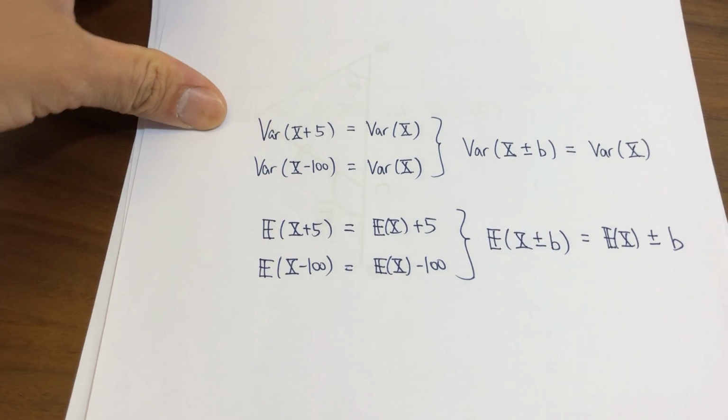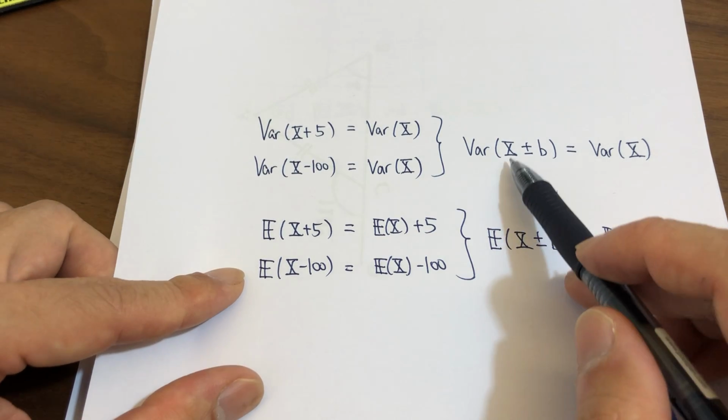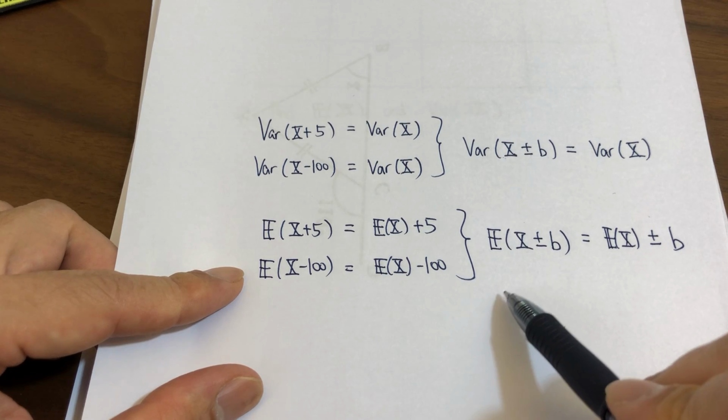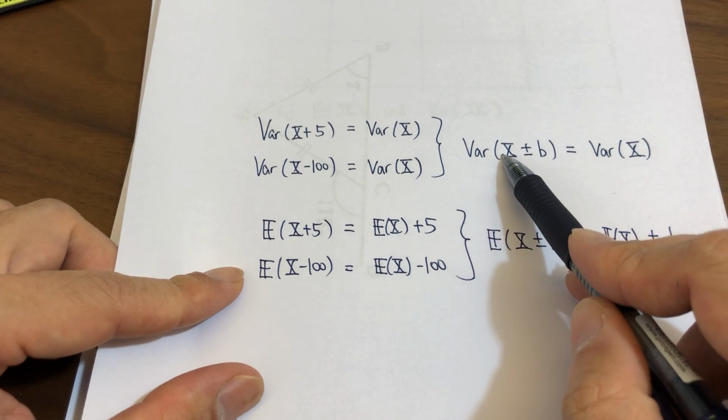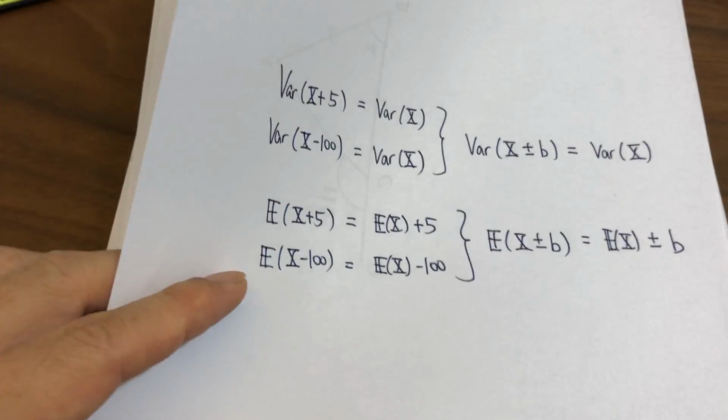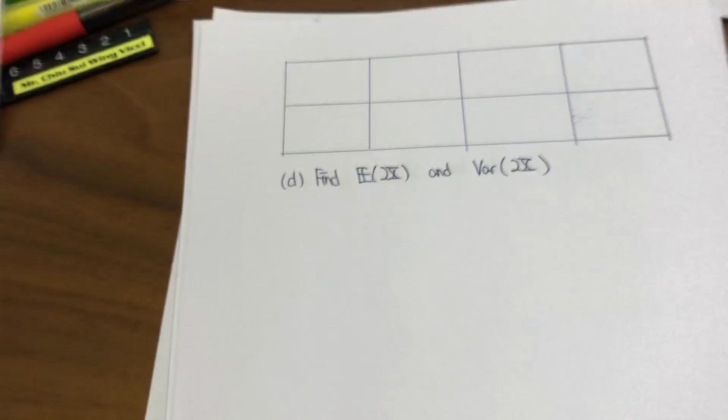And then, okay, now we know what to do when we have to add or minus a constant. Then what about times a constant? So x times a constant. Therefore, let's continue to investigate.